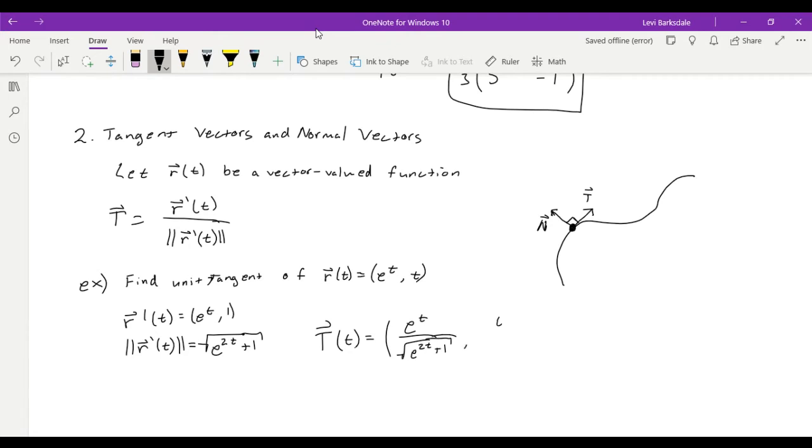comma, that should be a 1, over the square root of e to the 2t plus 1. And remember, this is just my first derivative divided by the magnitude of the first derivative. Alternatively, I can pull out the whole magnitude of the first derivative and write it as 1 over the square root of e to the 2t plus 1 times e to the t comma 1.